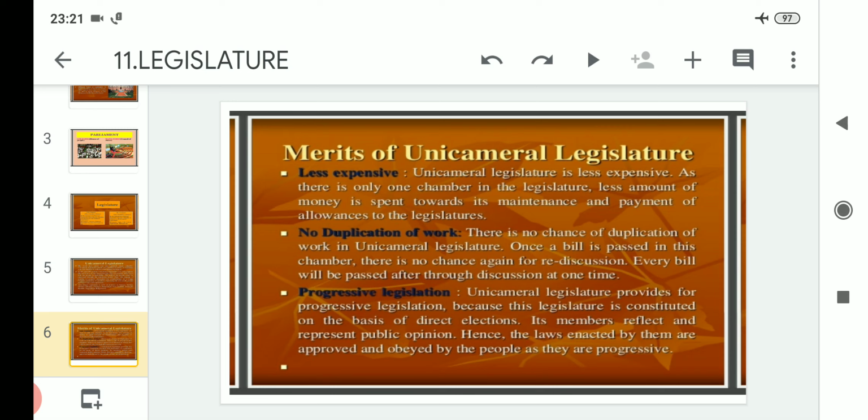That means no mistake should happen, other than they would take more time than the time taken by the bicameral legislature. They will take more time, but they will go thoroughly through the bill, and once it is passed, it will be passed in all the spheres.